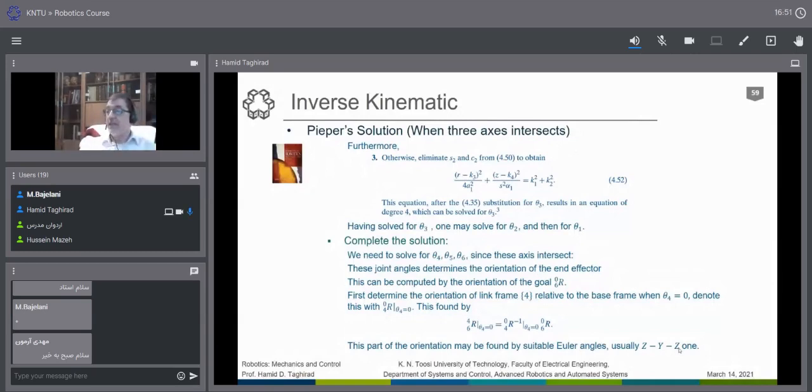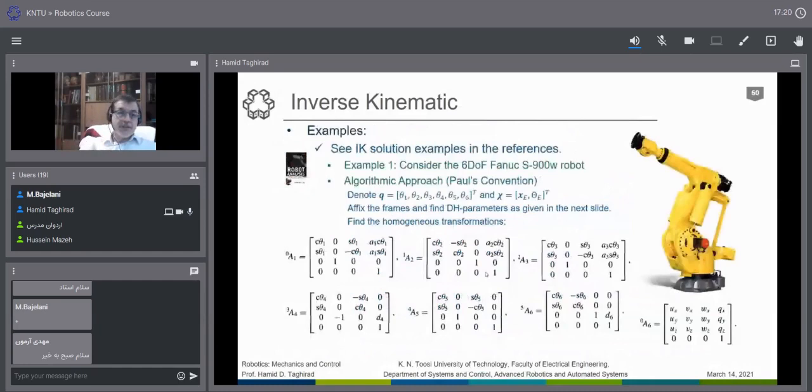So Pieper in his theorem showed that if we have an intersecting point at the wrist, the inverse kinematic problem can be solved quite easily. Any case, this is the general way to find the solution. Now let us go to a real solution, a real one.